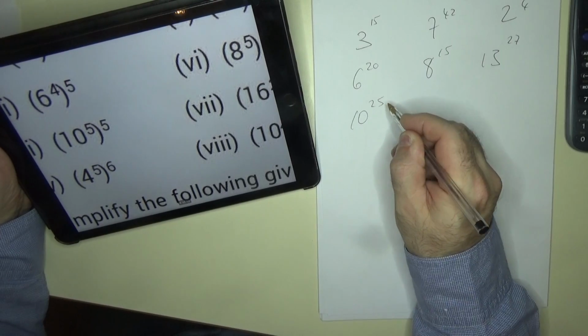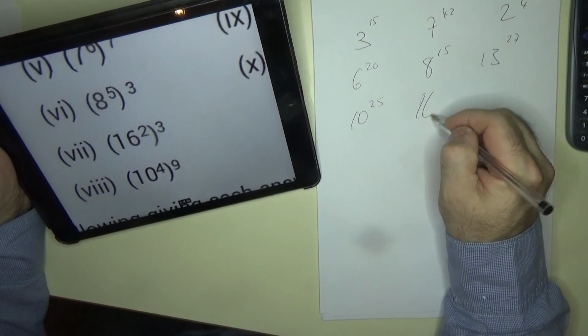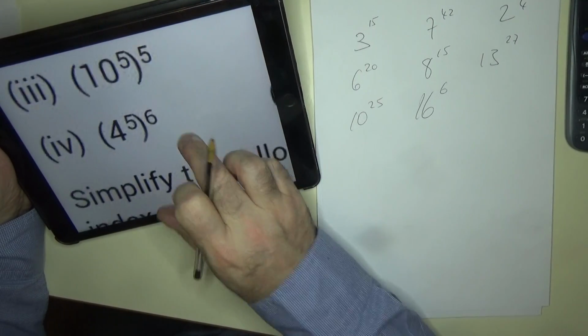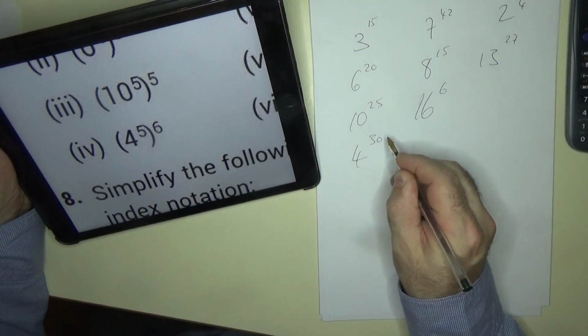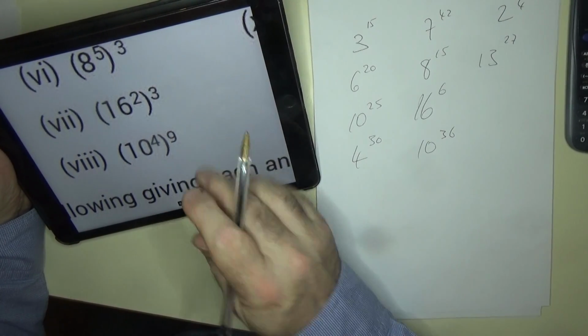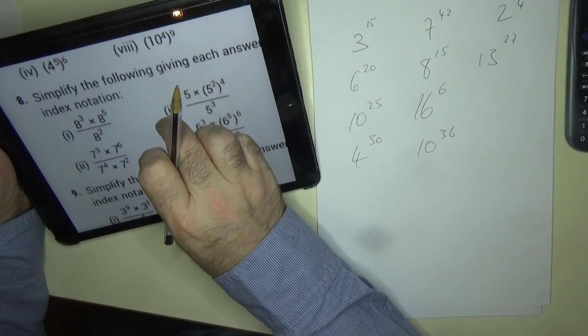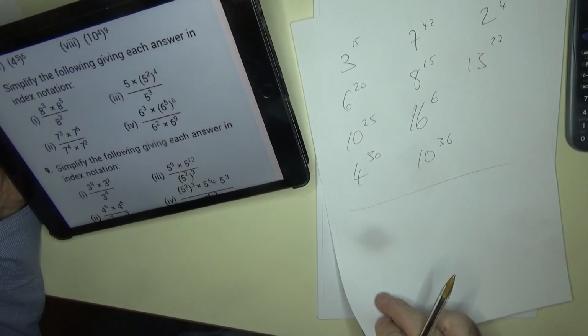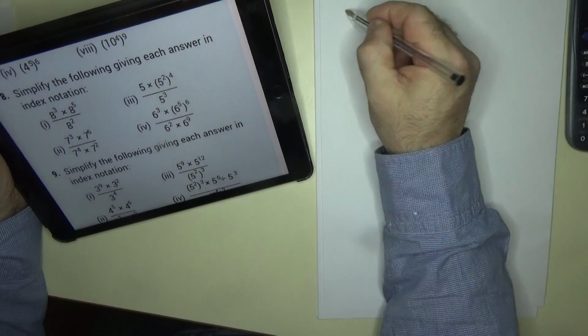10 to the 25. 16, 2 3s is 6. 4 to the 30. And 10 to the 36, 4 9s is 36. So now we're getting into mixed rules as we go into question 8.